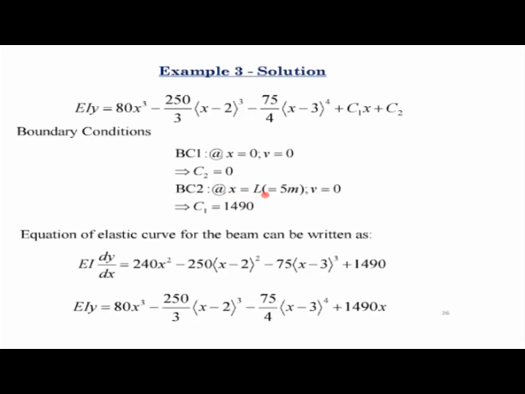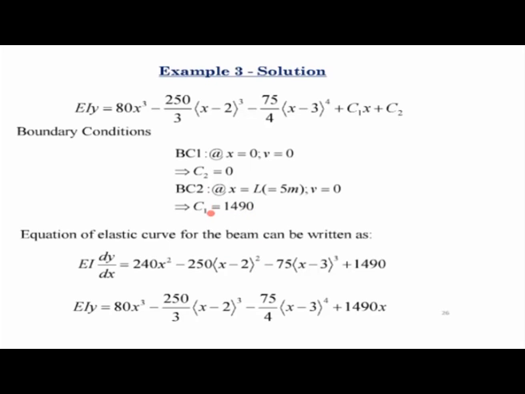And the second condition is at x equal to L, in this case L is 5 meters, v is equal to 0. So put x equal to 5 here, so it will be 80 times 5 cube. Now here if you put 5, 5 is greater than 2, so this term will be present. So it will be 250 by 3, 5 minus 2 whole cube. Again here 5 is greater than 3, so it will be 75 by 4, 5 minus 3 whole to the power 4. Plus C1 into 5, and C2 we got as 0 here. So that will give you the value of C1 as, again there is a mistake here, it is minus 1490. So the value of this constant is minus 1490. So C2 is 0 and C1 is minus 1490.